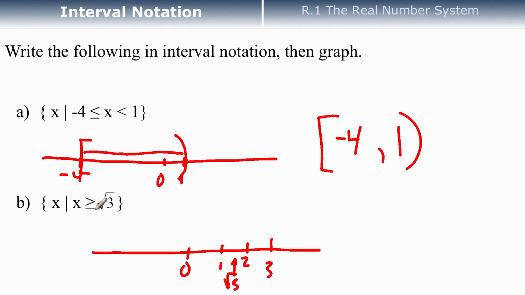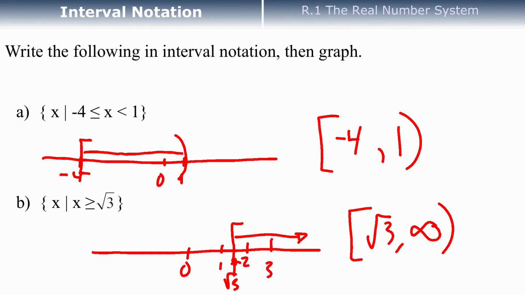Now it says greater than or equal to, so I have to put a square bracket somewhere in there. And it's greater than, there's no limit, so this goes on forever. So that would be the graph associated with that. To do the set or the interval notation, I'd say square root of 3, and it's going all the way up to infinity. Infinity always has a curly one. And root of 3, it's equal to that, so I need to put a square bracket there.